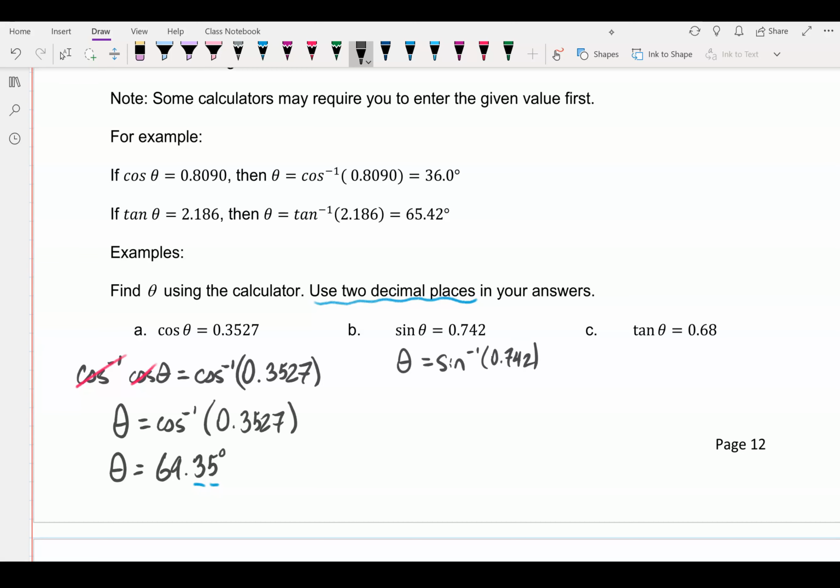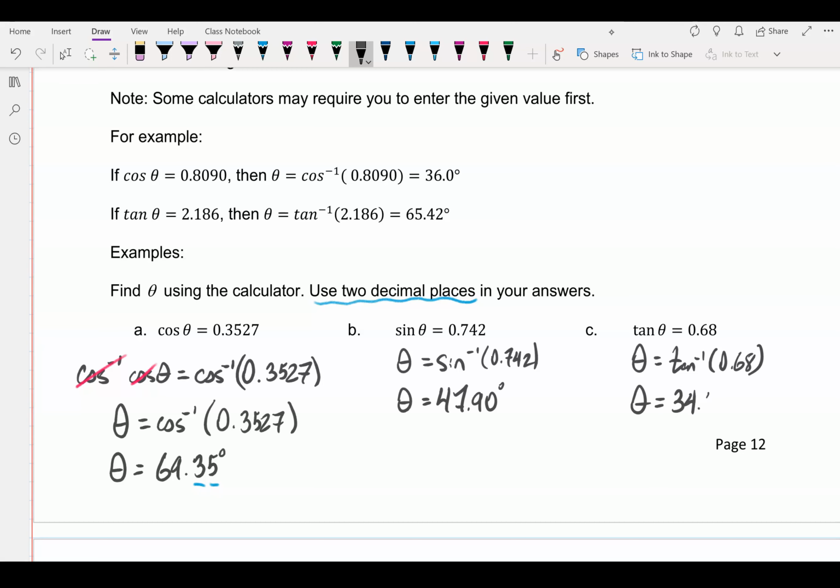This is what I do. And then the answer is going to be 47.90. And again, these are degrees, so make sure to put the degree symbol. For tan, what did you get? Well, let's see. Tan inverse, 0.68. Let's see what that gives on a calculator.